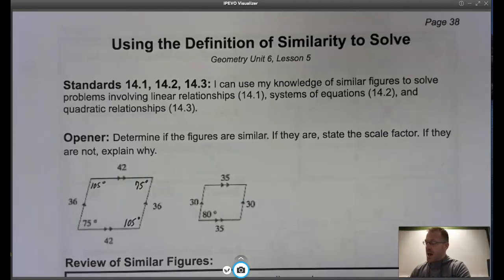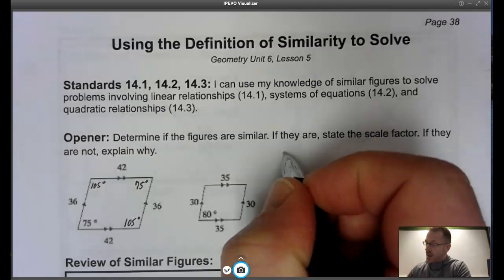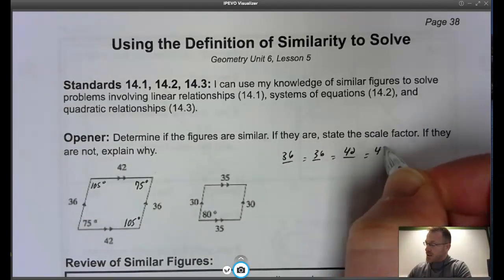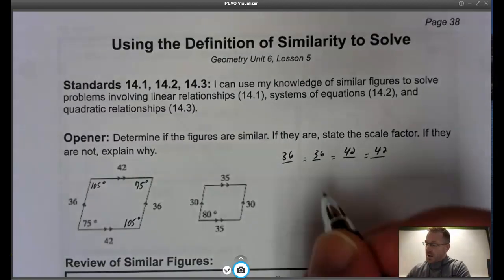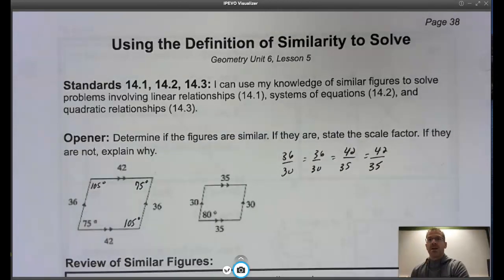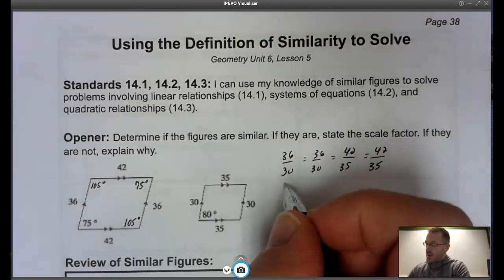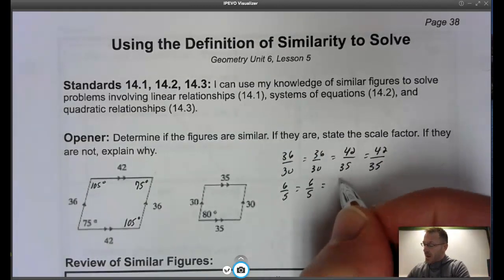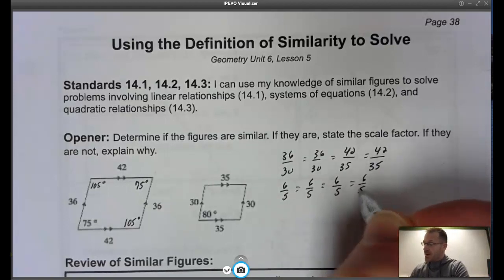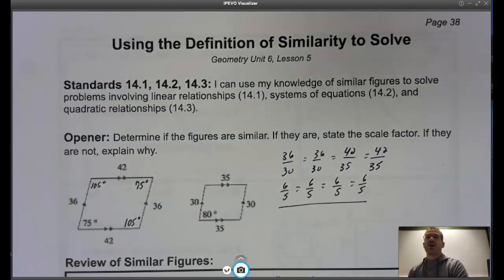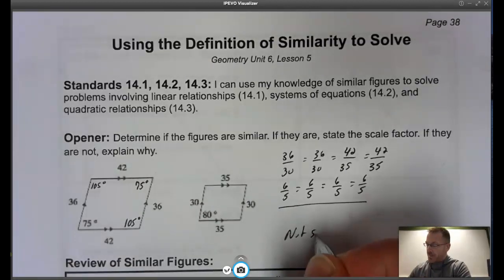Now, if you match up the sides, I always write my sides from least to greatest. That way it's easy to match up. So if I do that here, it would look like that. And then if I reduce this, this would be 6/5. This would be 6/5. If I divide this by 7, that would be 6/5, and this would be 6/5. So even though the sides are proportional, the corresponding angles are not equal. So this is not a similar figure. Not similar.